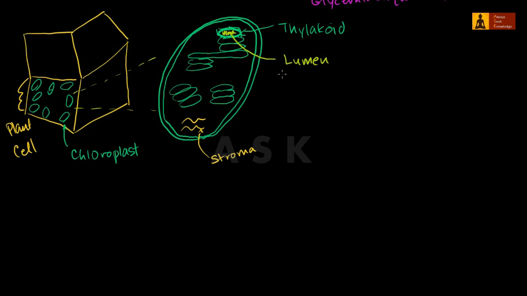Lumen. And just to get all of our terminology out of the way, a stack of several thylakoids, just like that, is called a grana. That's a stack of thylakoids. That is a grana. And this is an organelle. Evolutionary biologists believe that organelles were once independent organisms that then essentially teamed up with other organisms and started living inside of their cells.